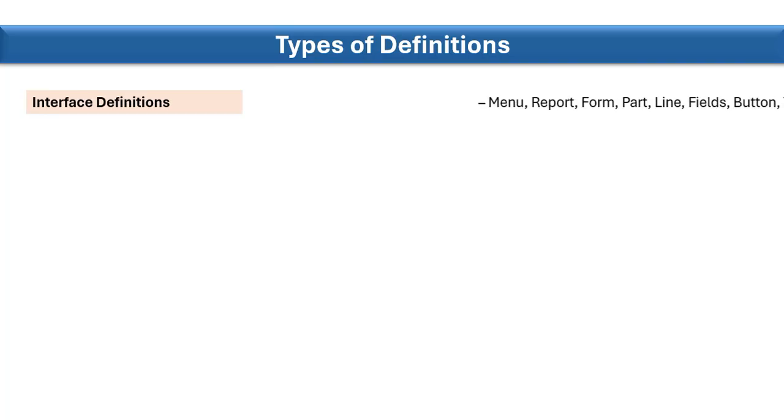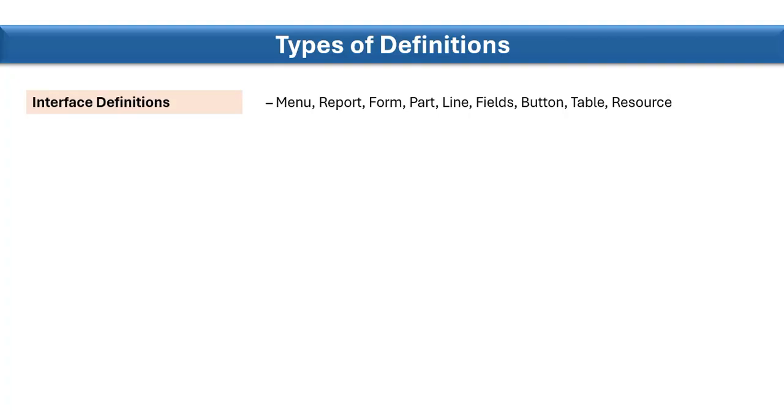So now today I will discuss about the definition. Whatever is mentioned in square brackets is a definition in Tally language, Tally TDL language. There are six types of definition. Number one is interface definition. It contains menu, report, form, part, line, fields, buttons, tables, and other resources.